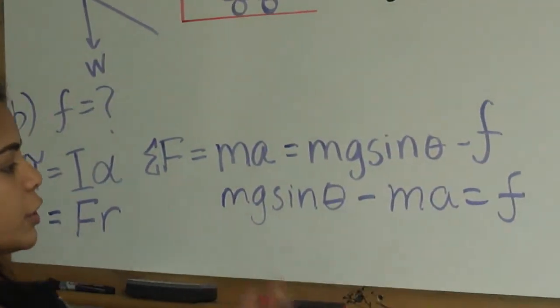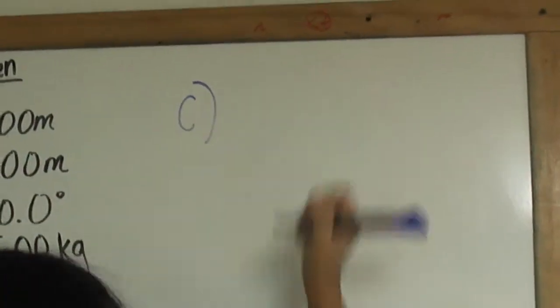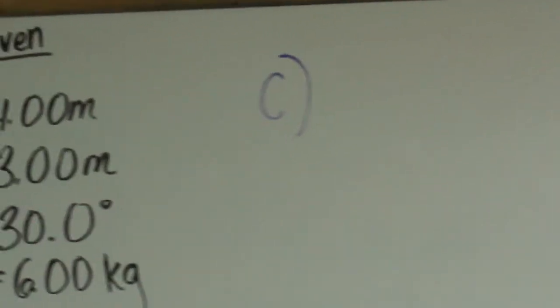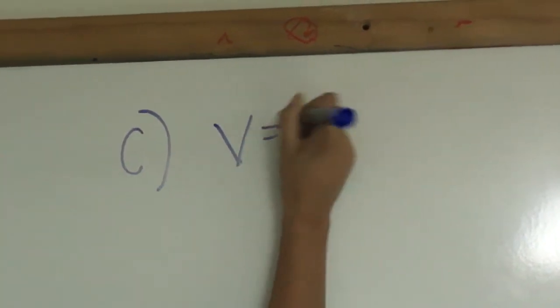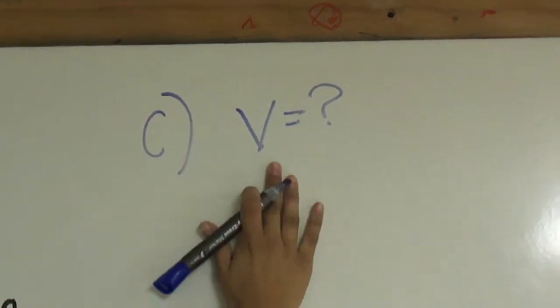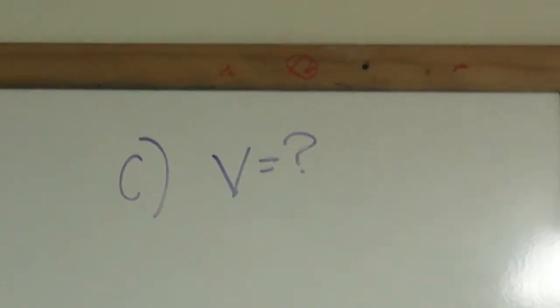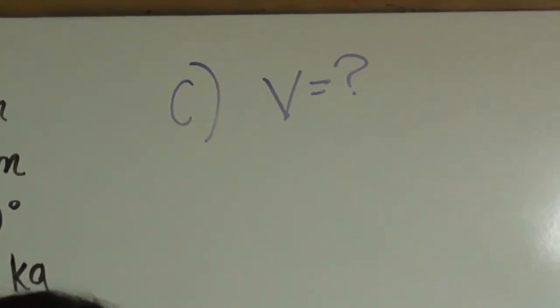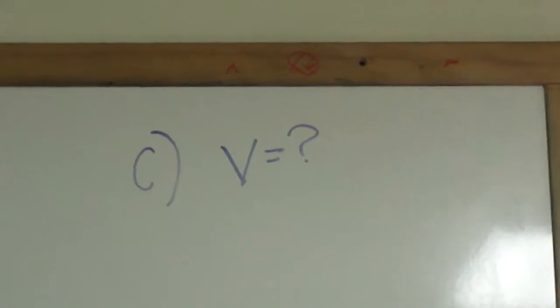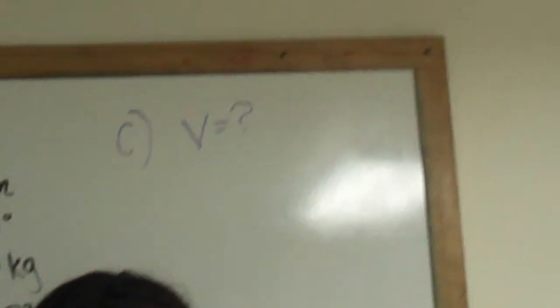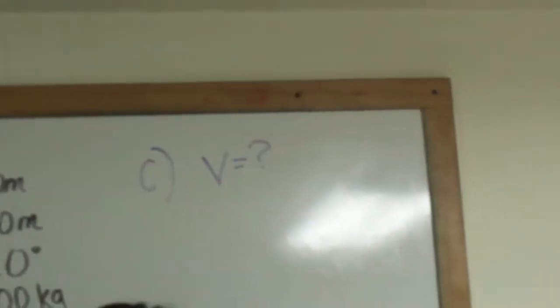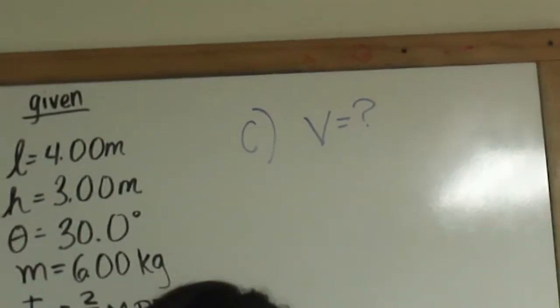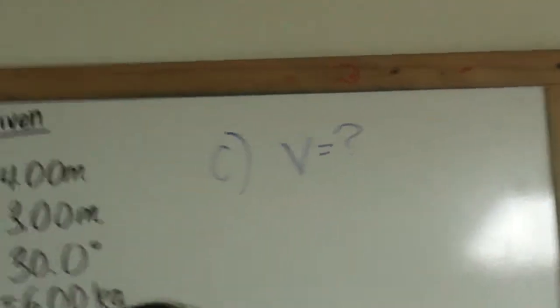We need to find acceleration, and part C asks us to calculate the linear speed. So we're solving for velocity. Once we find velocity, we can find acceleration and go back to this equation in part B. So part B isn't done yet, but we're going to go on to C. To calculate the linear speed of the center of mass of the ball when it reaches the bottom edge of the roof, we can use energy conservation.